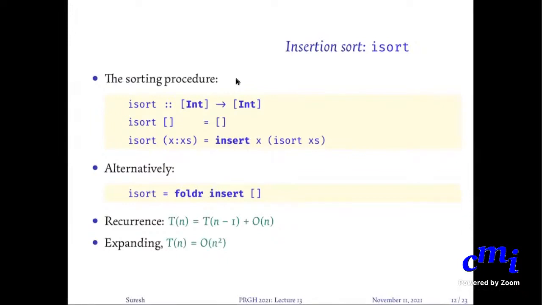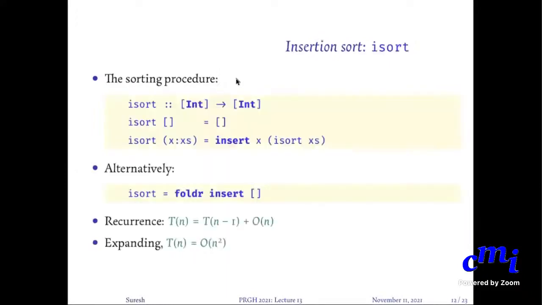Just try to expand it. You will get T of n equals T of n minus 1 plus Cn, which is equal to T of n minus 2 plus C times n minus 1 plus Cn, and so on and so forth. So you'll have a C and then 1 plus 2 plus dot dot dot till n. So you'll get this.